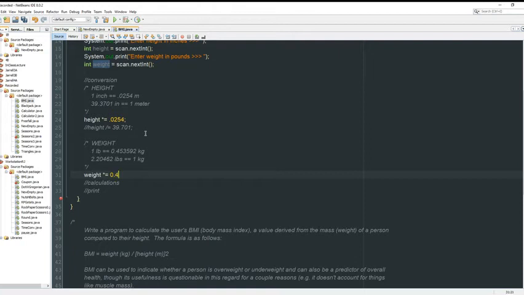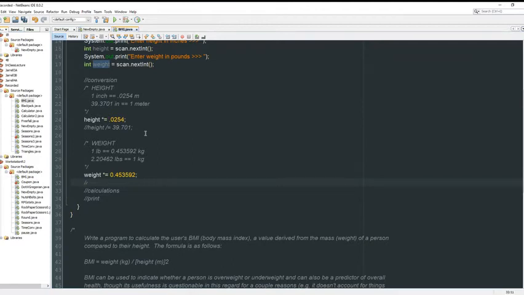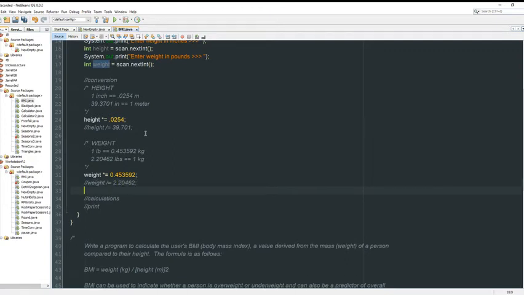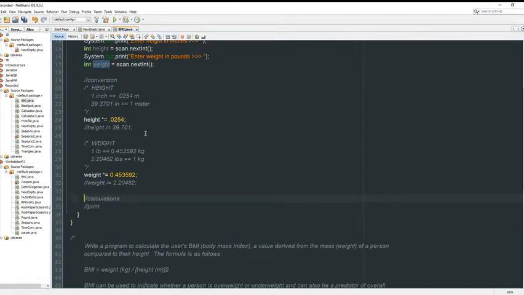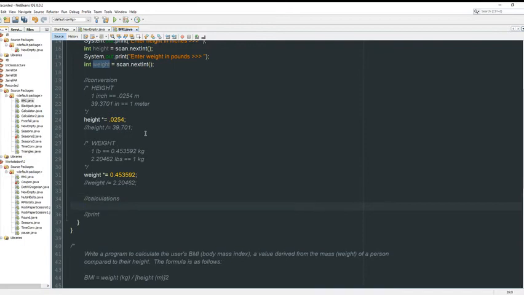Multiply 0.453592, and I'm putting a lot of decimals there. You didn't have to, but it's just what I'm doing. Weight divide equal for our other version would be 2.20462. Okay? Either one of those works. You have options, and depending on how specific you are with your variables, your answers will differ slightly. That's okay. Okay?